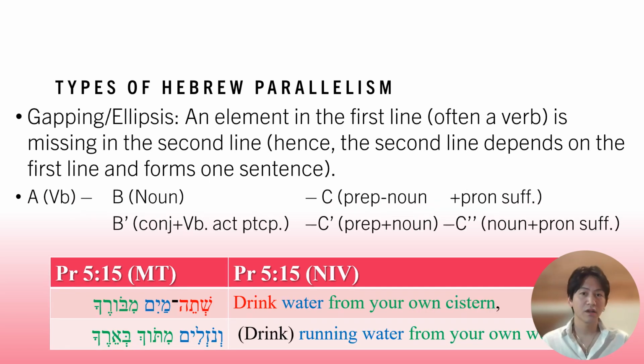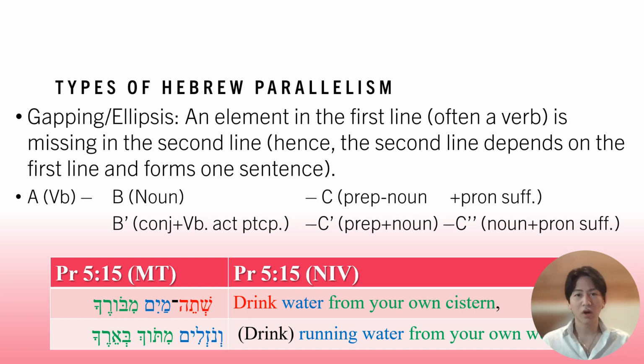Another very common grammatical structuring device that Hebrew poets use is called gapping, or ellipsis. This is when an element in the first line, most often a verb, is missing in the second line. Therefore, the second line is dependent on the first. Let me show you what I mean.